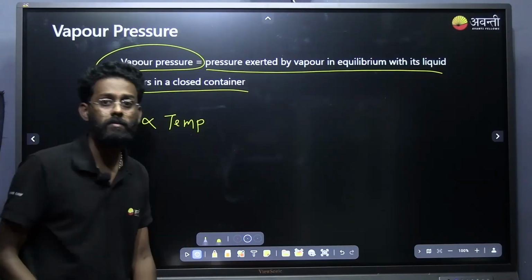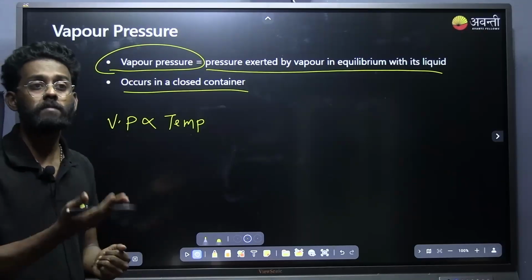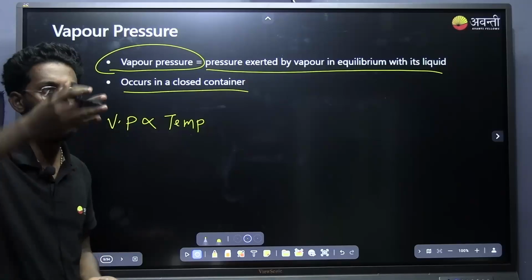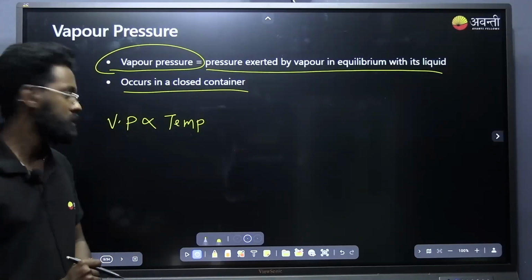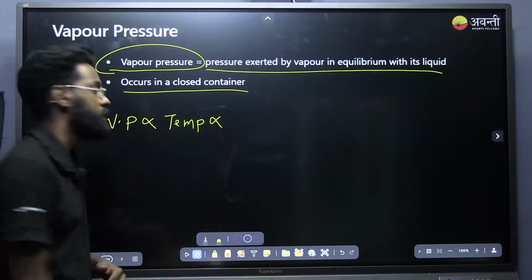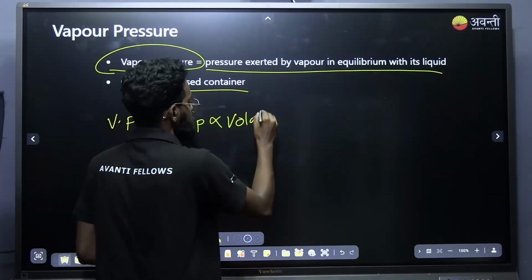Okay, this vapor pressure I can say is directly proportional to temperature. Why? What is the reason? If I am increasing the temperature, more vapors will be forming. If more vapors form, more pressure will be applied on the surface. Yes. Now it is also dependent upon volatility.